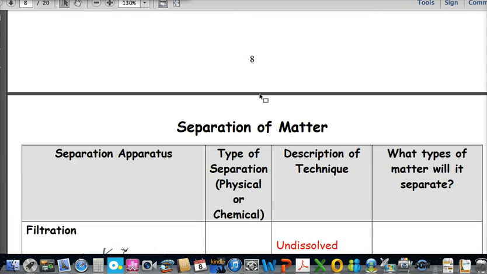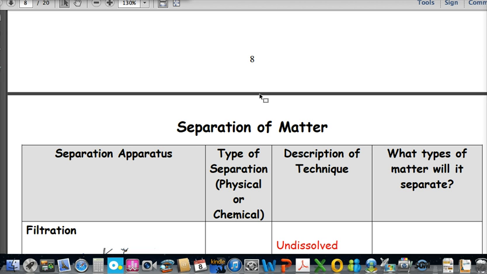Alright, so here we are with Unit 1, Lesson 3. We've already looked at the properties of matter, and we've looked at physical and chemical changes of matter. What we're going to look at next has to do only with mixtures and how you separate the components of a mixture. If you remember back, we said that there are two kinds of mixtures: heterogeneous mixtures and homogeneous mixtures.